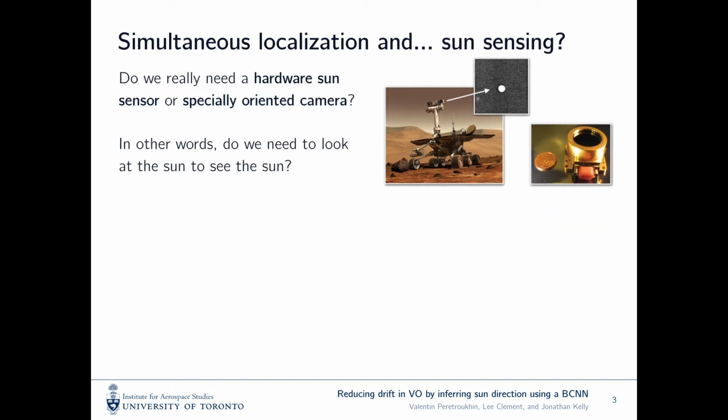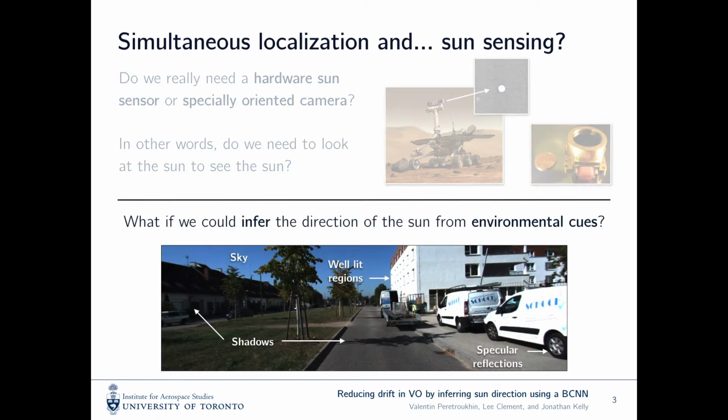Now, a natural question to ask is whether we actually need a hardware sun sensor or a specially oriented camera to use the sun this way. In other words, do we need to look directly at the sun to figure out where the sun is? What if instead we could take the same image stream that we're already using for VO and use it to infer the direction of the sun from a variety of visual cues? For example, in urban environments, we could look at things like illumination gradients in the sky, well-lit surfaces, specular reflections, and shadows, all of which should give us some information about where the sun might be in the sky.